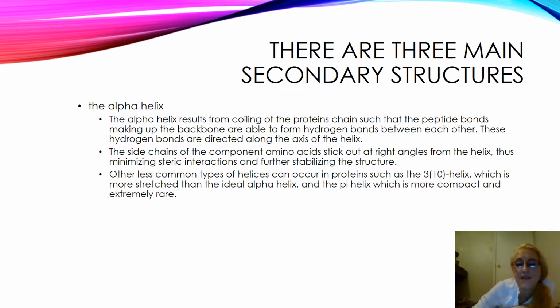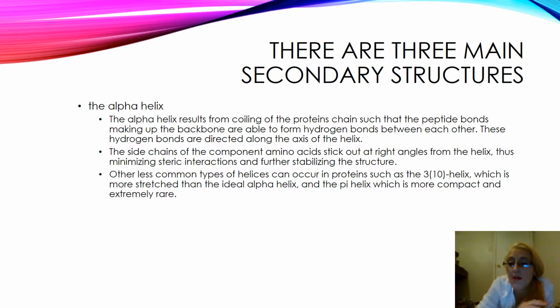The alpha helix results from coiling of protein chains such that the peptide bonds that make up the backbone are able to form hydrogen bonds between each other. These hydrogen bonds are directed along the axis of the helix. The side chains of the component amino acids stick out at right angles from the helix, thus minimizing steric interactions and further stabilizing the structure.